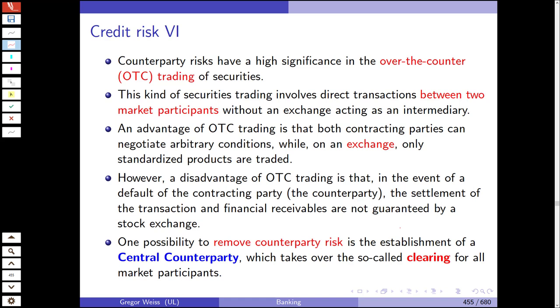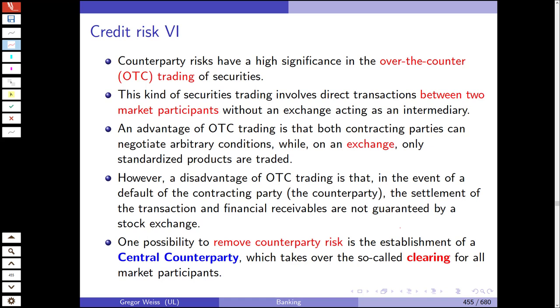Now, counterparty risk has high significance in the so-called over-the-counter trading of securities. This kind of securities trading involves direct transactions between two professional market participants, without a stock exchange acting as an intermediary. The advantage of OTC trades is that both counterparties can negotiate individual arbitrary conditions, while on an exchange, you only have standardized products.